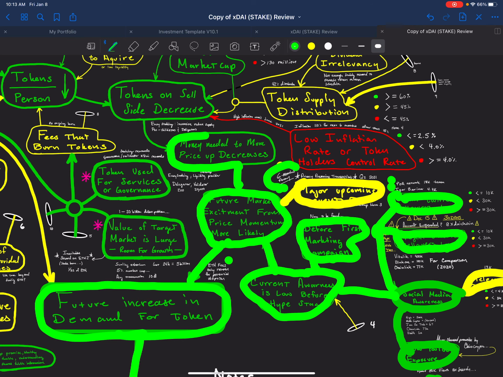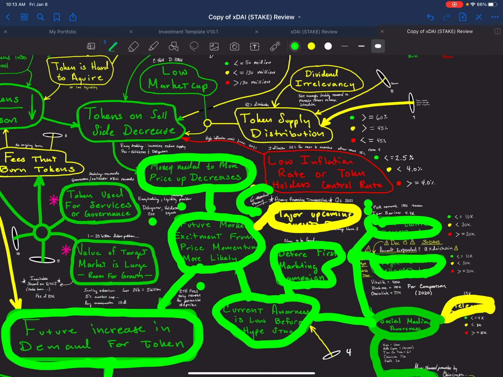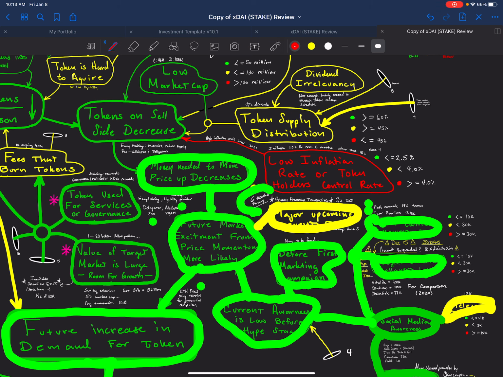But I did put that the money needed to move price up decreases. Because of their staking, the proof of stake model locks up a lot of tokens. It's one of the major contributors to my thoughts on that. They do have a high inflation rate for 6 months. It's 110%. After that, it's 15%. So we're still in that period of hyperinflation. The high inflation is until June 2021, and once again, that's another time to probably revisit this project.